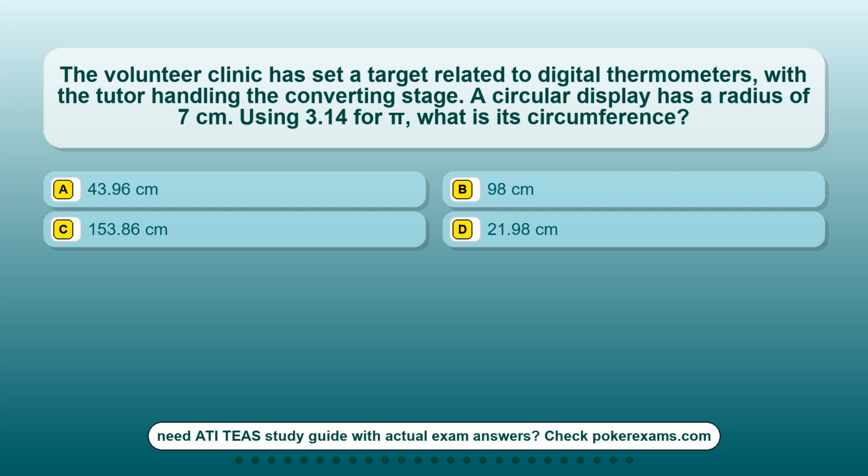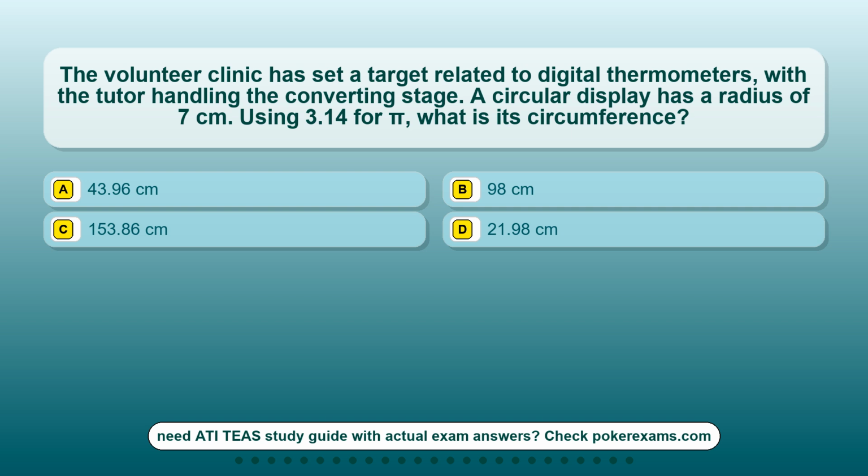Question 19. The volunteer clinic has set a target related to digital thermometers, with the tutor handling the converting stage. A circular display has a radius of 7 centimeters. Using 3.14 for pi, what is its circumference? Option A, 43.96 centimeters.